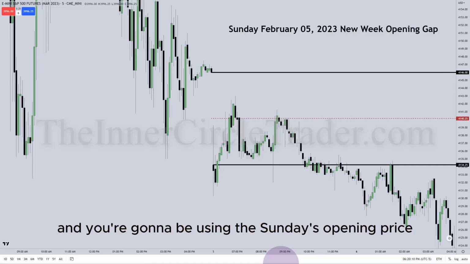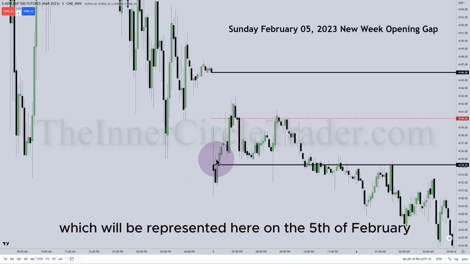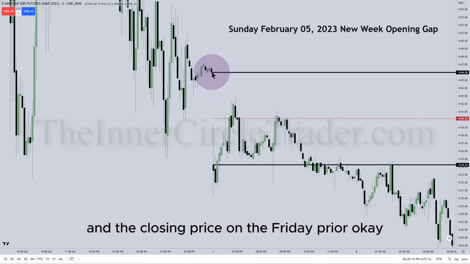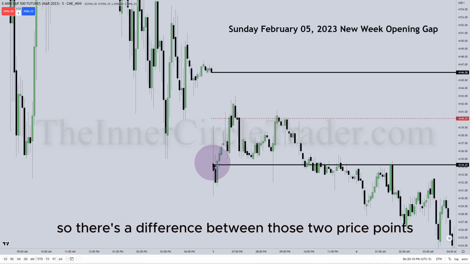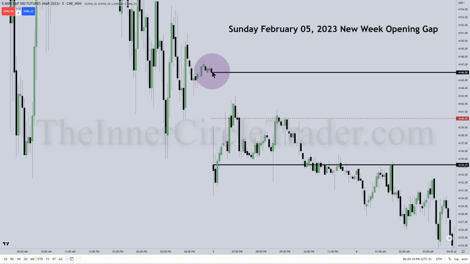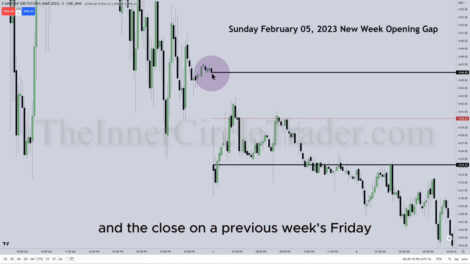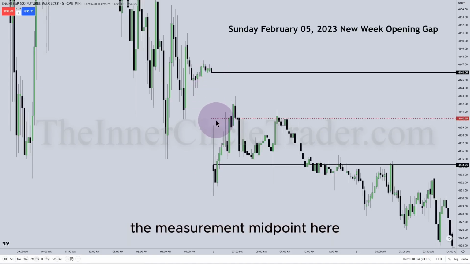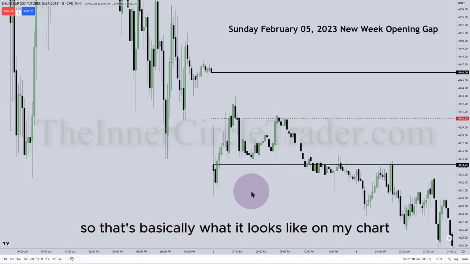And you're going to be using the Sunday's opening price, which will be represented here on the 5th of February, and the closing price on the Friday prior. Okay, so there's a difference between those two price points here. Okay, so it's the open on Sunday and the close on the previous week's Friday. Then you get a measurement, midpoint here, which is consequent encroachment. So that's basically what it looks like on my chart.